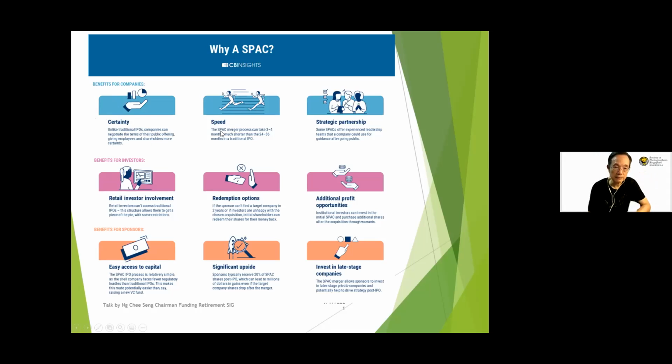Speed. The SPAC merger process takes 3 to 4 months, much shorter than the 24 to 26 months in a traditional IPO, right? Speed to go for listing. Next thing, strategic partnership. These are benefits from the company point of view. Some SPACs offer experienced leadership teams that a company could use for guidance after going public. So even after going public, companies can expect the leadership to continue. So that is a benefit from the company point of view.